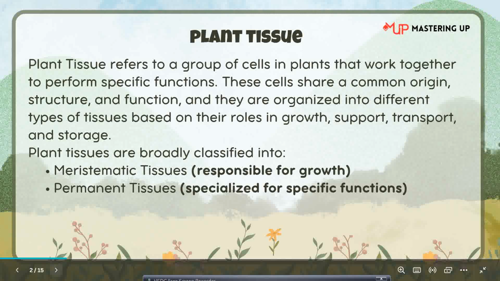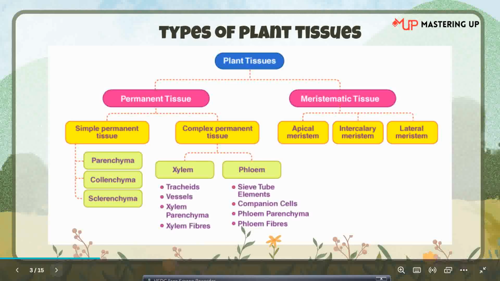Okay, so plant tissues are broadly classified into meristematic tissue, that is responsible for growth, and permanent tissue, that is specialized for specific functions. So our topic is meristematic tissue, which is responsible for growth, while permanent tissues are specialized for specific functions. Now next, types of plant tissues. Like I told you, it's meristematic and permanent. First, permanent tissue: they are there for a specific function.